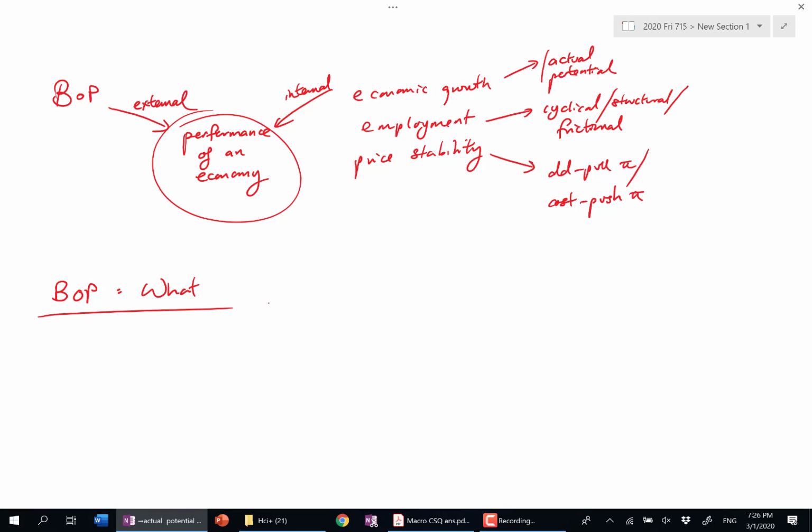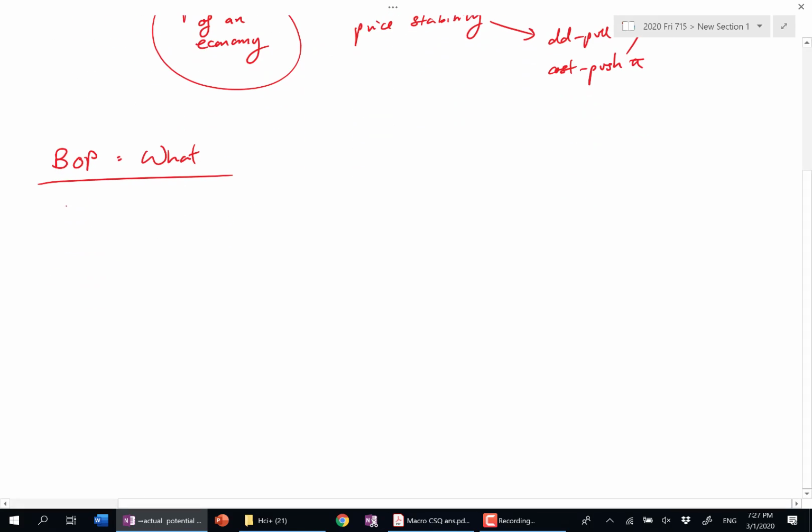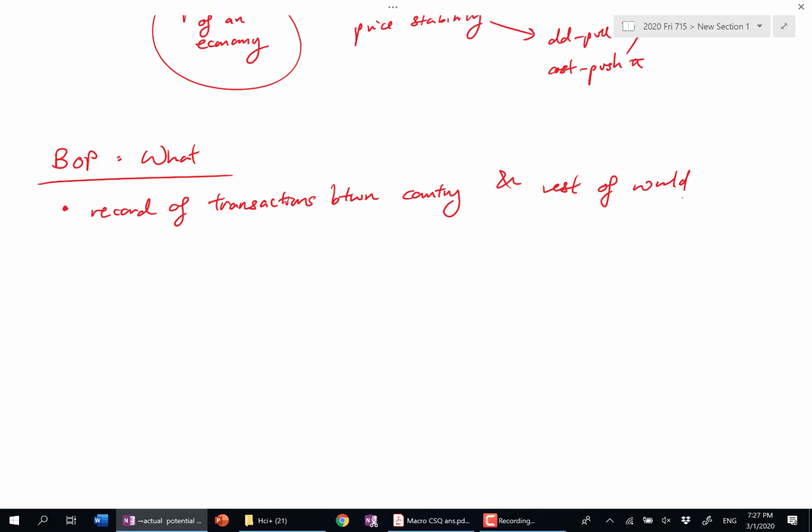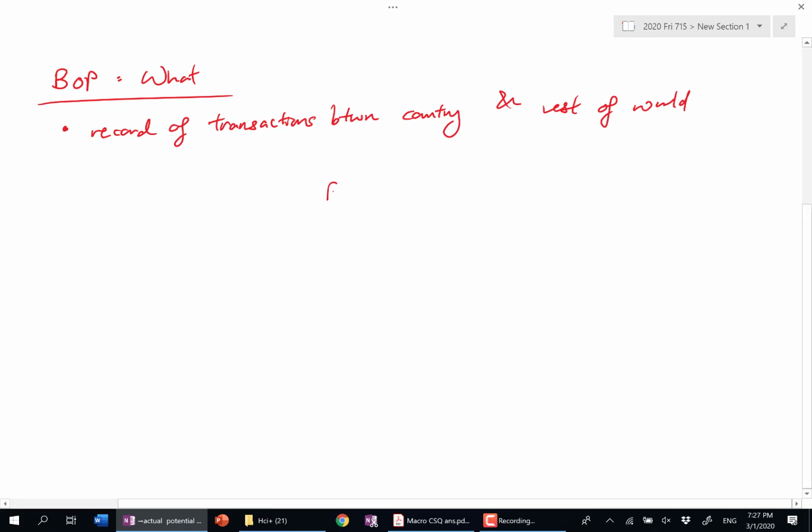Hotel guest book. You record who is coming in, who is going out. So in terms of balance of payments, we say it is a record of transactions between a country and the rest of the world. The notes will have slightly more detailed ones over a period of time, usually 1 year. Okay, so when you look at balance of payments, a quick recap for those who already know.